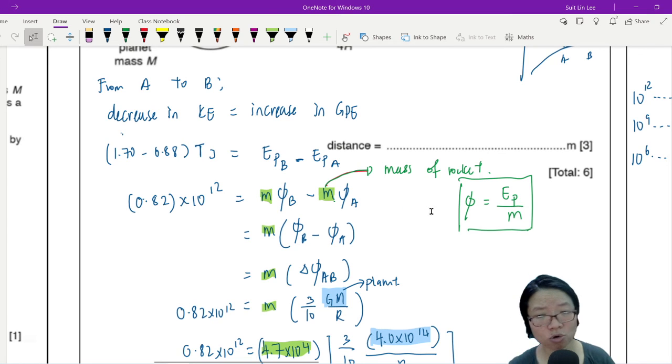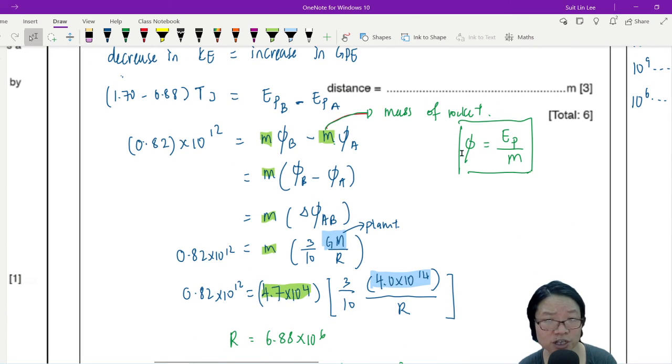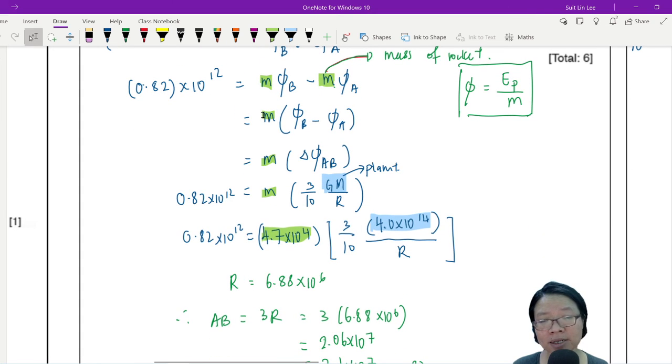magnitude. So I know potential energy and potential are related by the fact that potential is potential energy per unit mass. So I plug it in. Potential energy of B is mass of the rocket times potential at B, potential energy at A is mass of the rocket times potential at A. After that, I factorize M, and I'm very careful to remind myself this M is the mass of the rocket, because I don't want to confuse the mass of the rocket and the mass of the planet. When it comes to the planet, it is stuck to potential. You know why? Because potential is determined by the gravitational field of the planet.